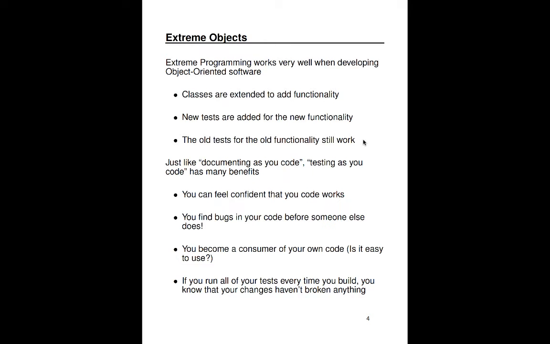You'll be able to tell yourself whether or not your code is easy to use, especially if you come back to the code after a couple of days. Did you choose good names for your methods and fields? Are your algorithms easily expressed inside the code? And finally, if you run your tests every time you do a build, you know that your changes haven't broken anything. What this allows you to do is move forward confidently and quickly because you've got a sanity check every time you make a change.